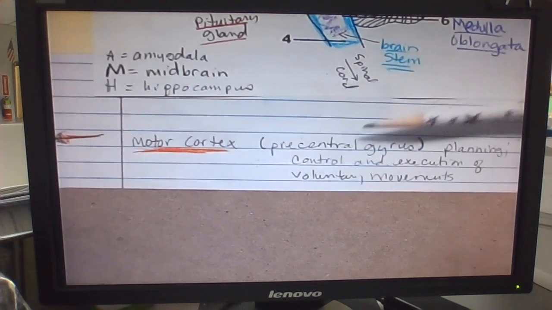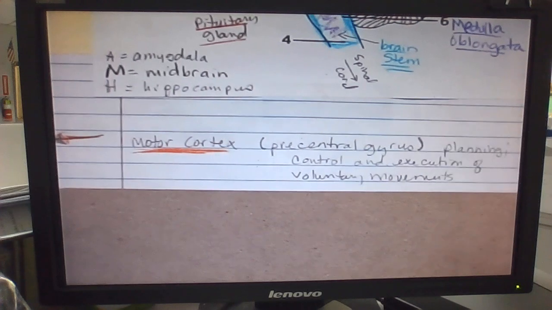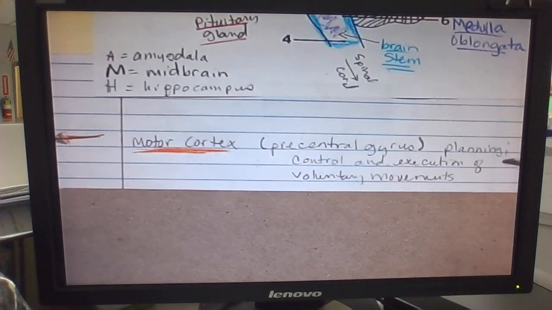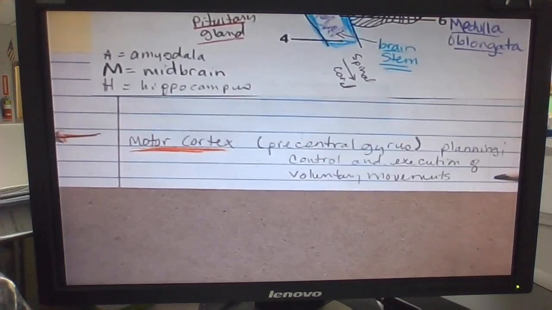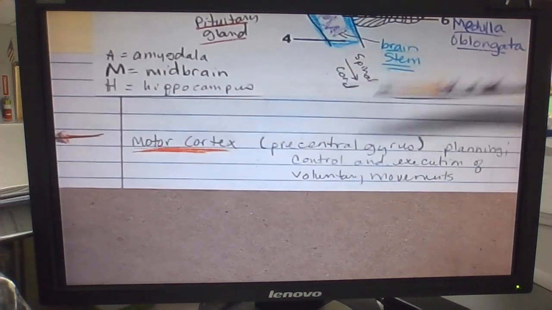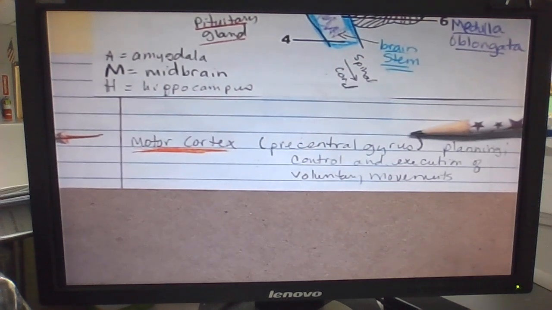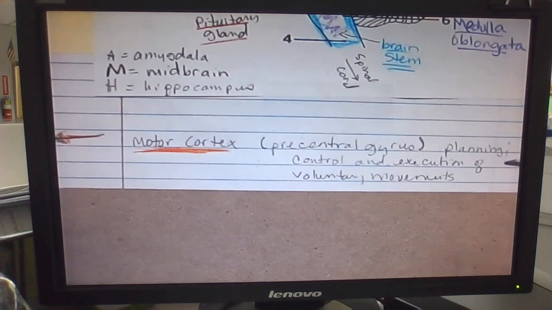Motor cortex, precentral gyrus. This is involved with planning, control, and execution of voluntary movements.